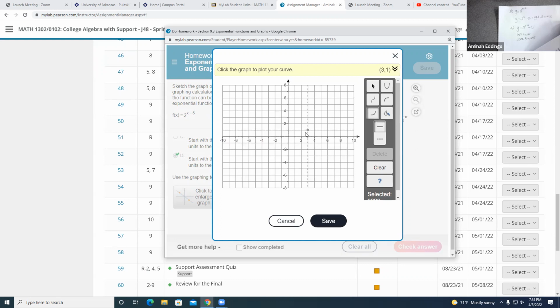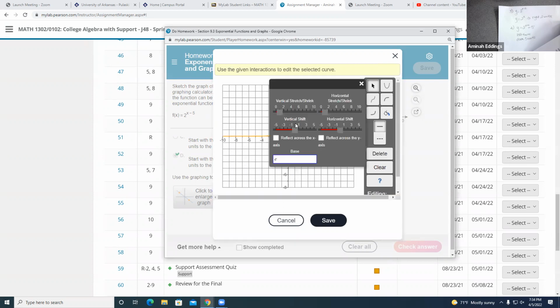And then now we're going to click our graph to plot the curve. So let's think about a point that we have from 2 to the x. Okay, so if we have 2 to the x, we know that one point, when x is 1, y is 2. Okay, and so now let's think about what has occurred. So we had that minus 5 on, well, let's back up.